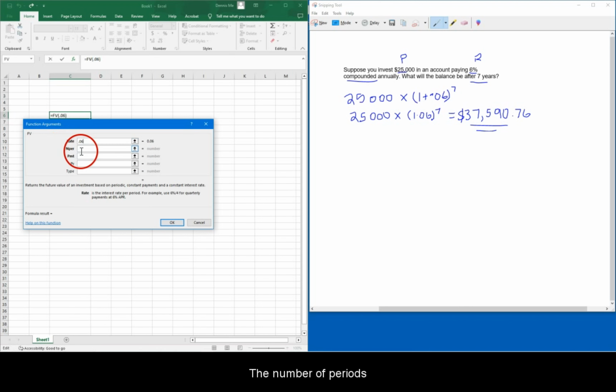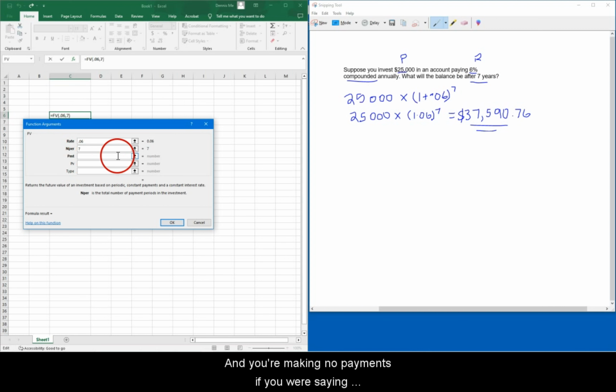The number of periods would be the 7 years, right? So we put 7, and you're making no payments. If you were saying you're going to add money periodically to this account, every year you would add money, that would be the payments. You would put that here. The present value, the amount you're putting in, is $25,000.